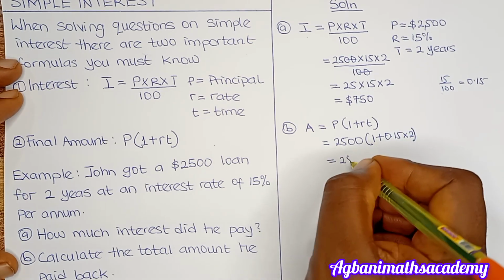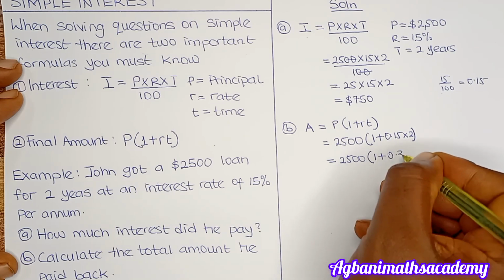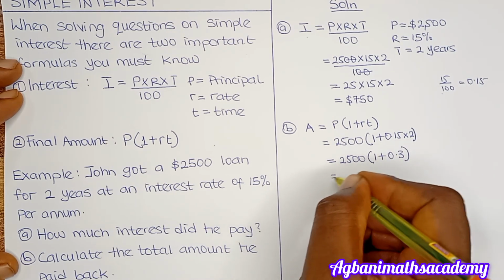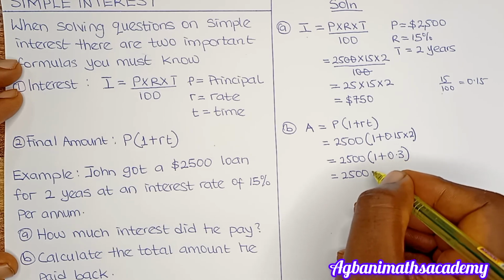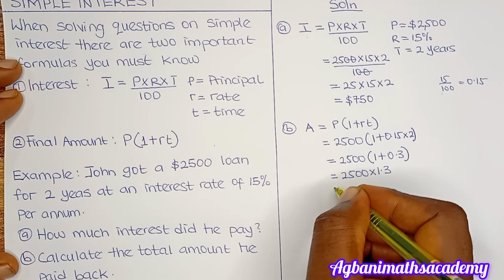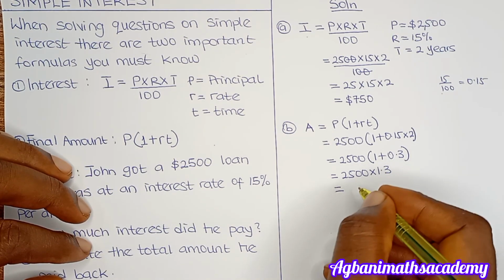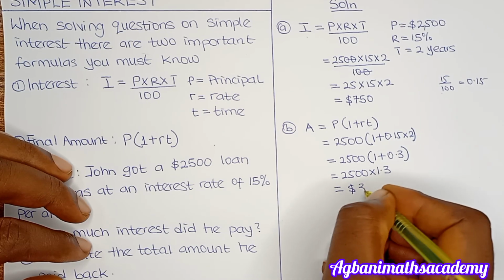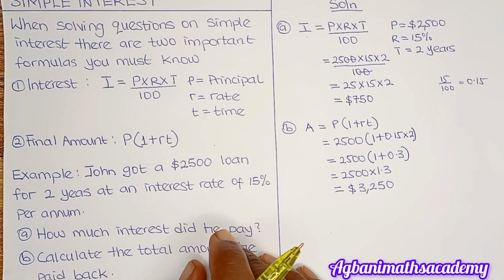So we have 2,500 into 1 plus 0.3. 1 plus 0.3 will give us 1.3. Using our calculator, 2,500 multiplied by 1.3 is going to give us $3,250. So $3,250 is the total amount that John is going to pay back.